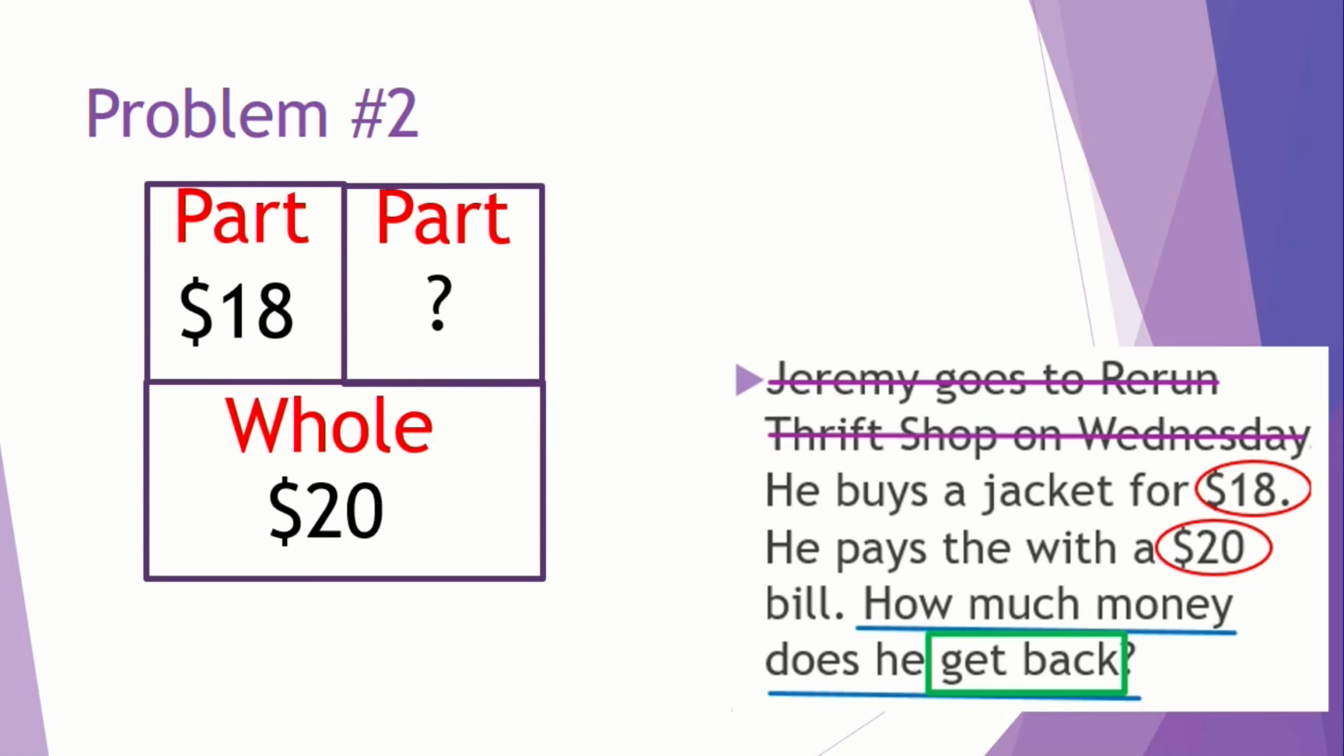So now we're going to subtract. 20 take away 18. I like to start at number 18 and count on. So put 18 in your head and start counting on: 18, 19, 20. We have $2 that he is going to get back. 20 minus 18 is 2. Does that answer our question? How much money does he get back?